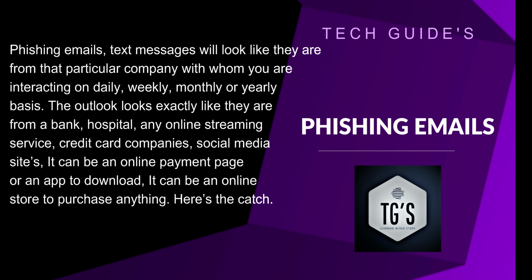Phishing emails and text messages will look like they are from a particular company with whom you interact on a daily, weekly, monthly, or yearly basis. The outlook looks exactly like they are from a bank, hospital, any online streaming service, or a credit card company. It can be a social media website, an online payment page, an app to download, or an online store to purchase anything.